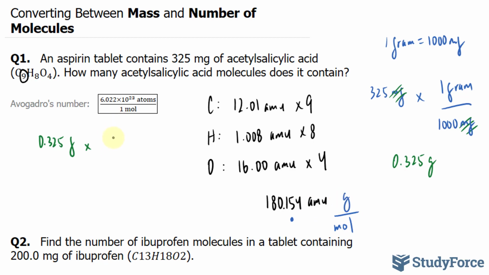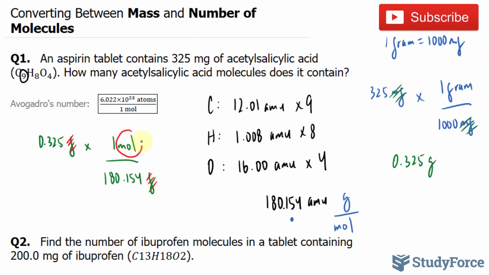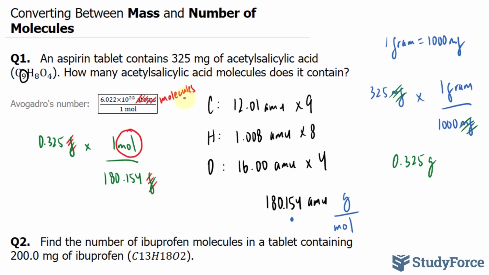So I have 1 mole over 180.154 grams. The reason why I oriented it this way is so that this gram unit will cancel out with this gram unit, leaving us only with the number of moles. And that's important for us because moving forward, we'll be using Avogadro's number to give us the amount of anything you want. In this case, it's in atoms, but we want our answer in molecules. Now, if you're confused by that, let's do one step at a time.